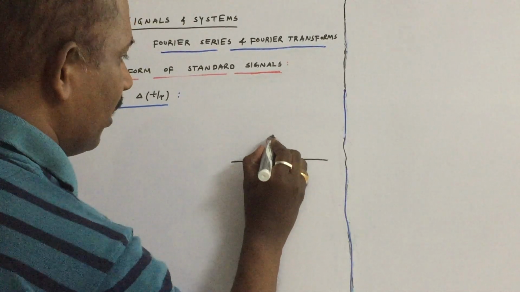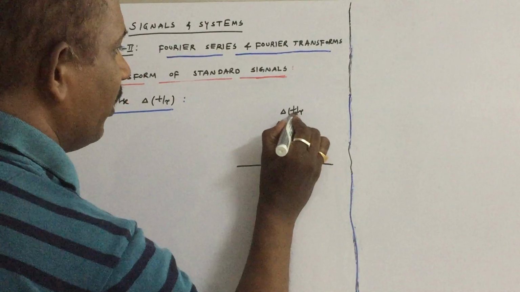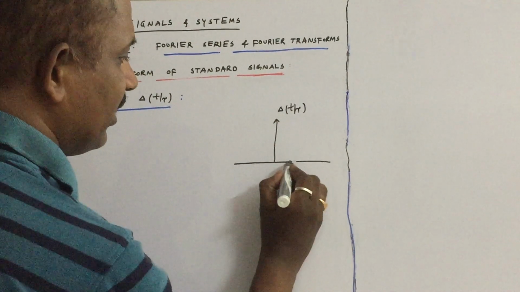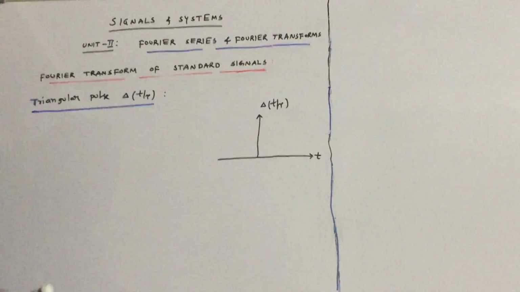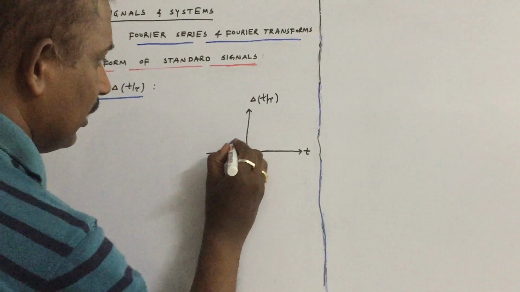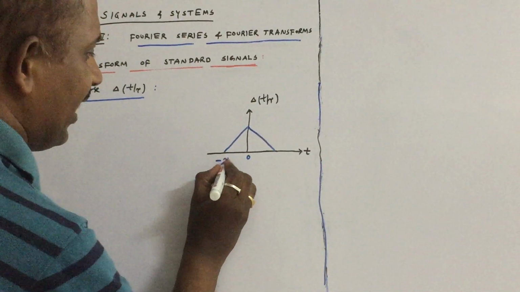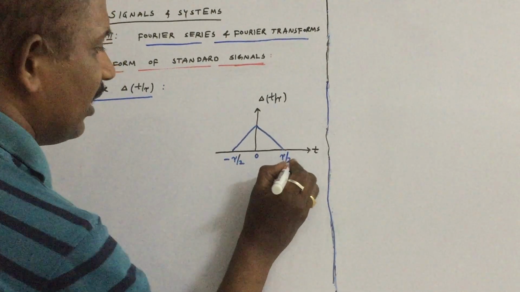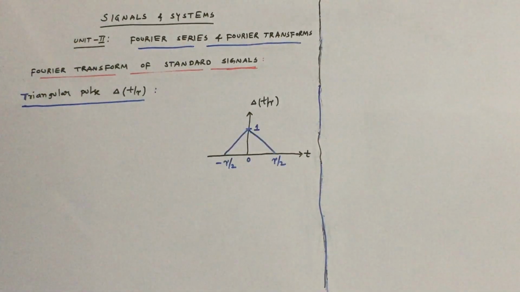Let us draw the triangular pulse. So this axis is Δ(t/τ) versus t. Just first draw the triangular pulse, which is extending from minus τ/2 to τ/2, so that the width will be τ, of height 1.